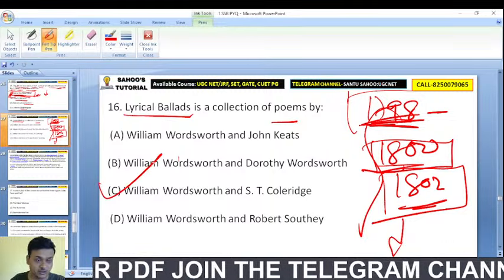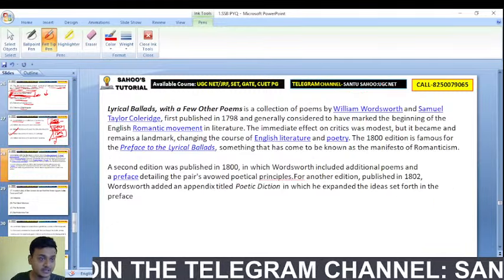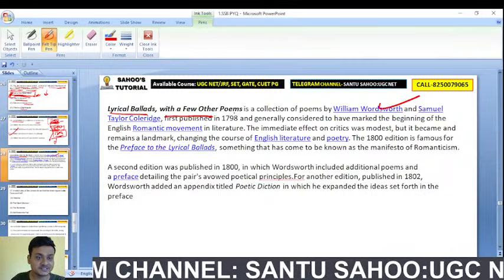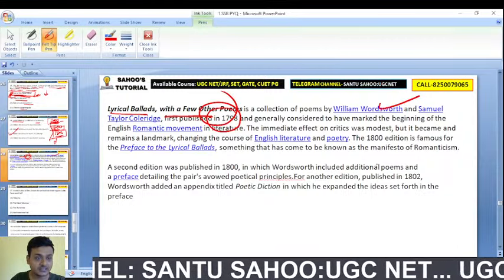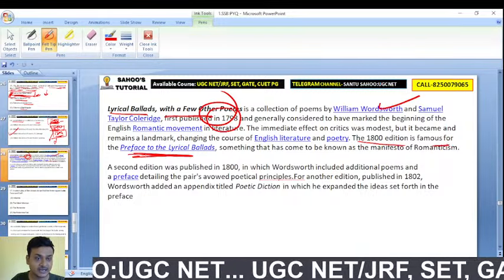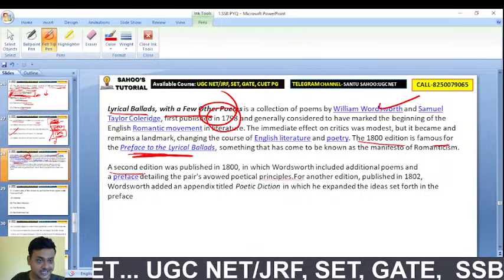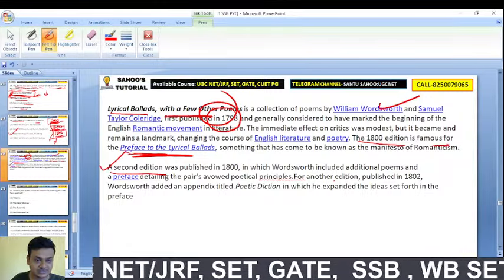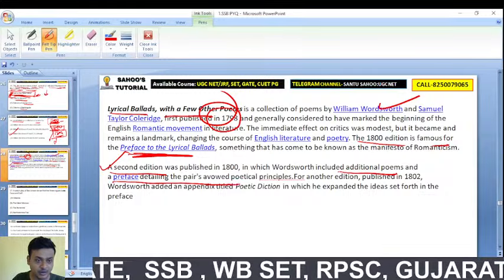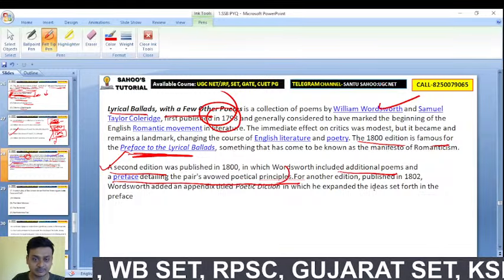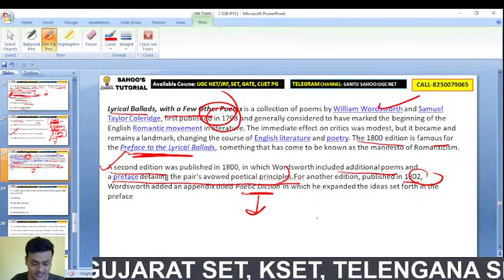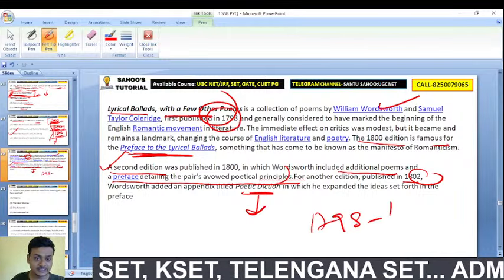So, Wordsworth and Coleridge here. Easy one. Lyrical Ballads, with a few other poems, by Wordsworth and Samuel Taylor Coleridge, was published in 1798. And the 1800 edition is famous for the preface to the Lyrical Ballads. A second edition was published in 1800 in which Wordsworth included additional poems and a preface detailing his poetical principles. For another edition published in 1802, it was Poetic Diction. Got it?